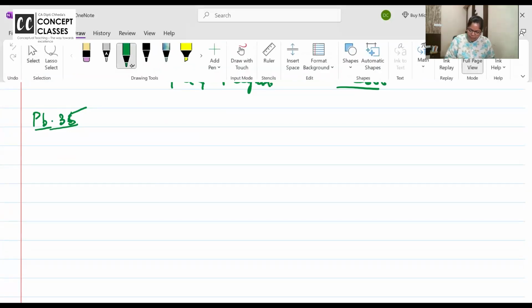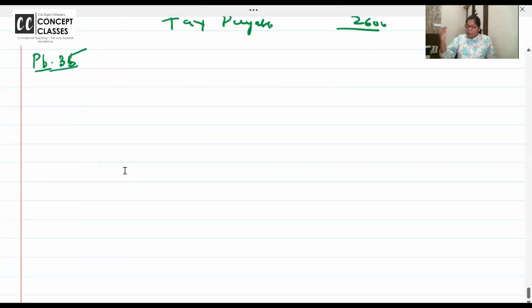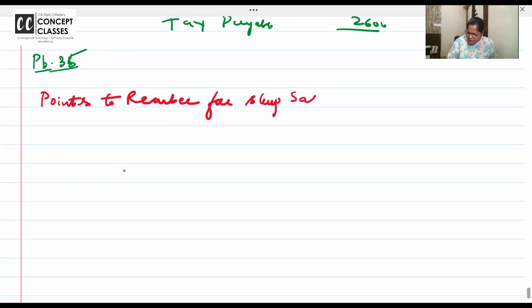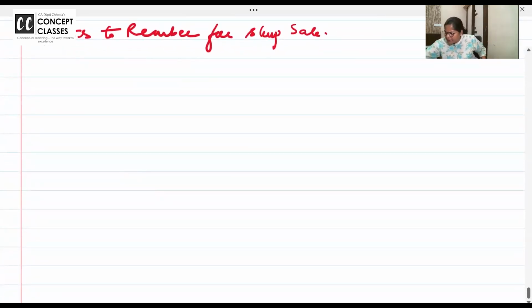first we will write some booster notes. I hope you all now know what booster notes are. We are writing pointers to remember. Points to remember for slump sale. Ma'am, you have already given the points. Still better. Once you write it, you learn it. Once you write it, you will remember it, so we will write it again.